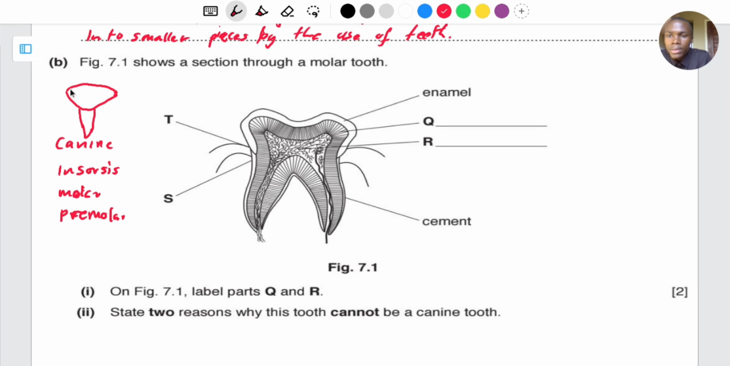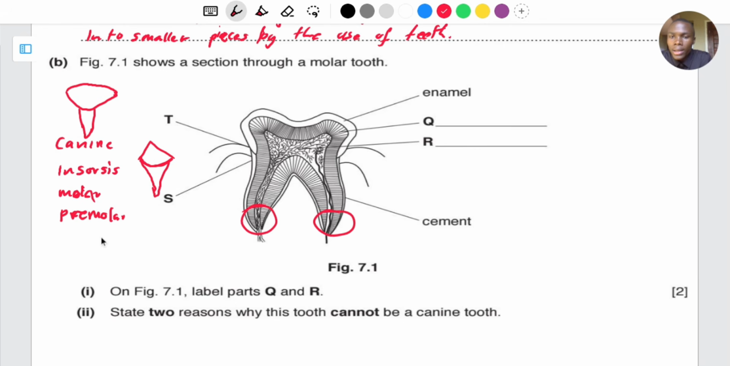This is the part which is the crown. This is the root part. It's made up of the enamel and other structures. That is how the incisor looks like. Then the molar is the one in this diagram here, and it has two roots, as you can see. The other teeth, like the canine and the incisors, just have one root.